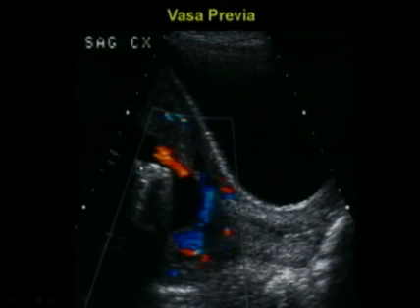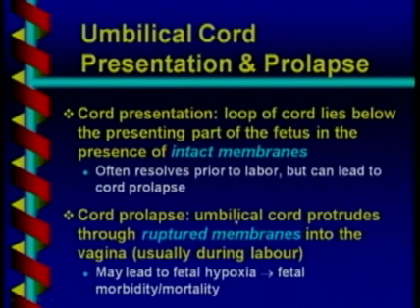And here's an example of vasa previa. There's the placenta, the cord coming off and then going under the membrane, so it's a velamentous cord insertion, and then it extends right over the cervix. That's a vasa previa. The final abnormalities that we can diagnose by ultrasound, and it's important to recognize them if they're there, are umbilical cord presentation and umbilical cord prolapse.